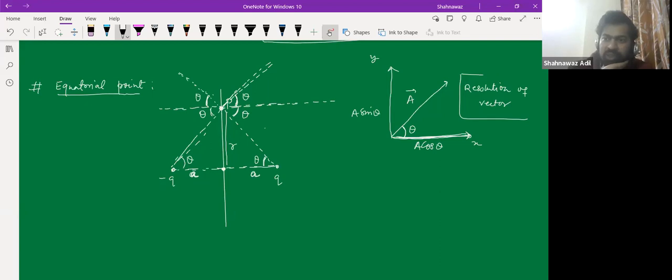Yes, guys, can you hear me? Hello. Yes, sir. So this is the resolution of vectors. For the component along the theta angle, it is A cos theta, and the component perpendicular to that is A sin theta. So we will use this analogy.